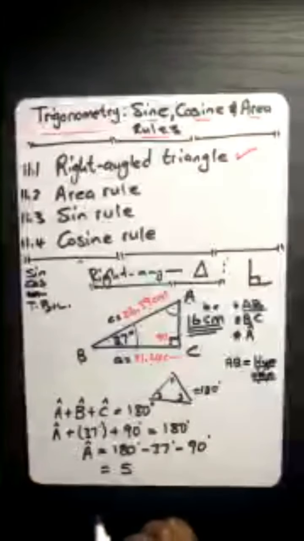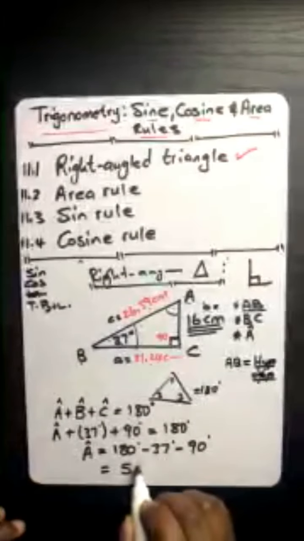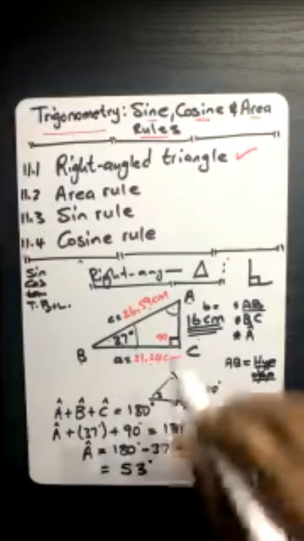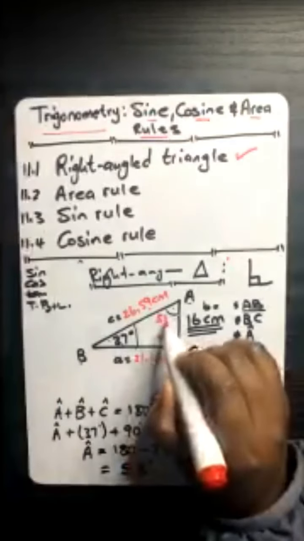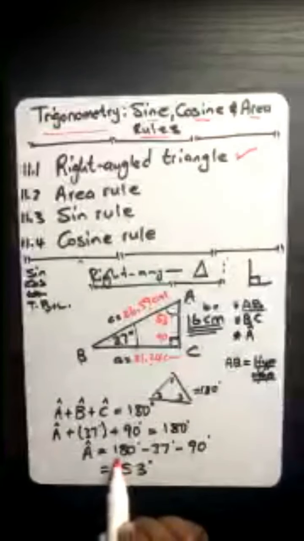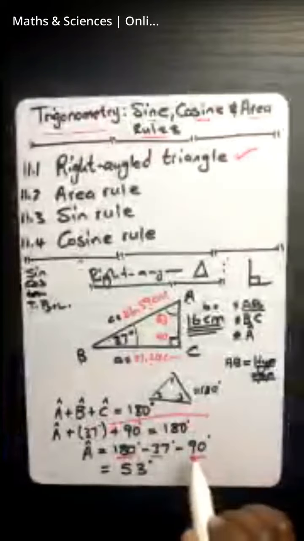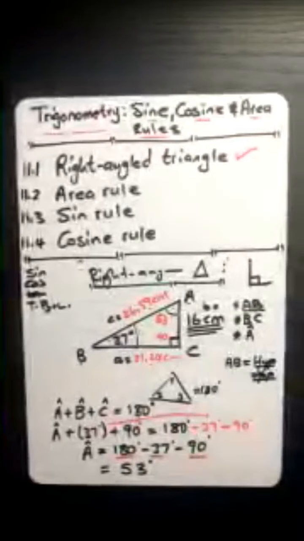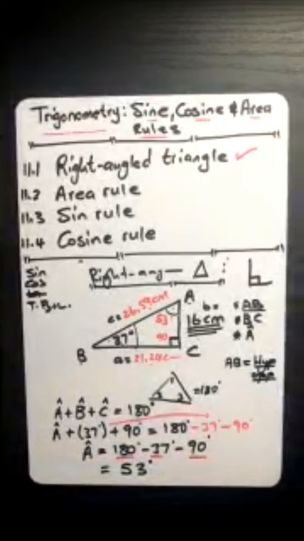53, sir. I'm getting 53. So that angle over there, it is 53 degrees. Be careful. Say 180 degrees minus 37 minus that, because you're taking all the angles to one side, and when they get here, they change a sign. Be careful of that. Remember, guys, just a very small mistake can make sure that you get everything wrong.